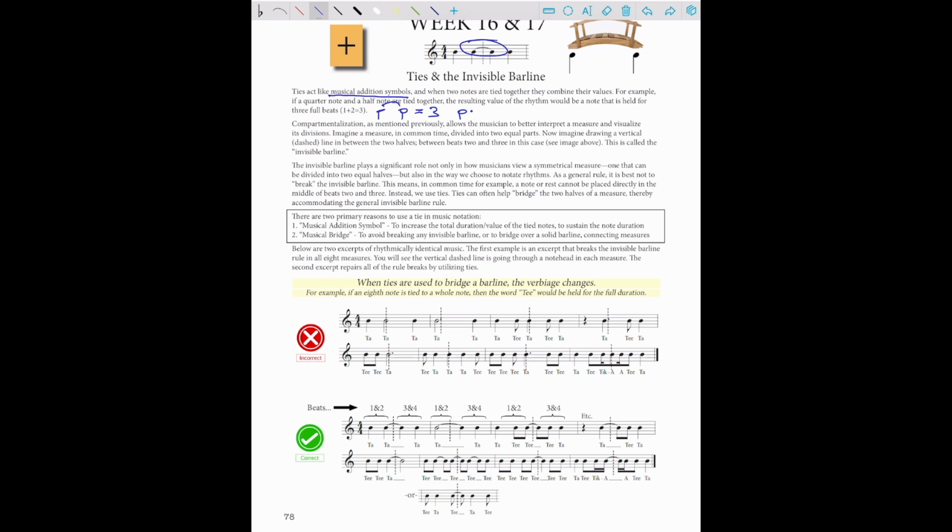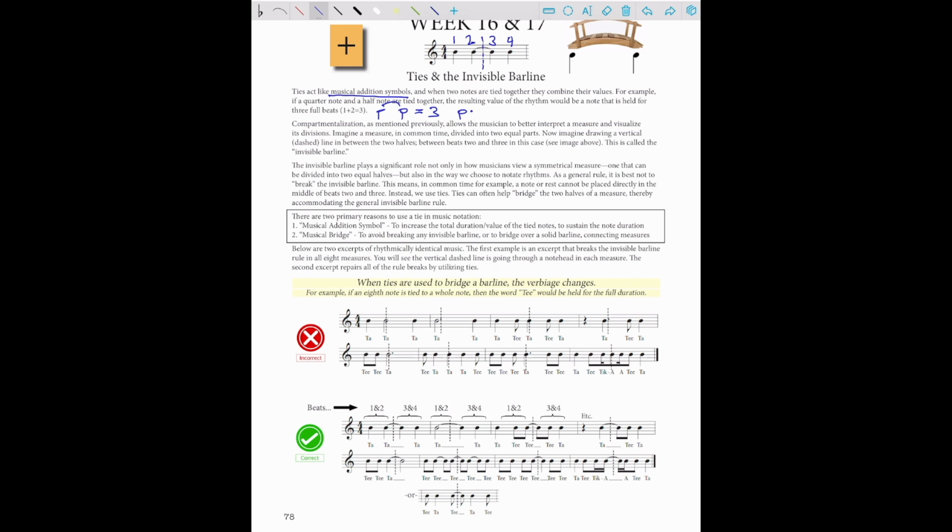So if we look at this image above, let me erase this circle here, we can see that the invisible bar line splits the measure directly in half with this dotted line. So we can see beats 1 and 2 here, the invisible bar line, and then beats 3 and 4. Now, we've been doing this in the past videos, so you should be pretty good at it by now. But we're going to talk about how invisible bar lines and ties work together.